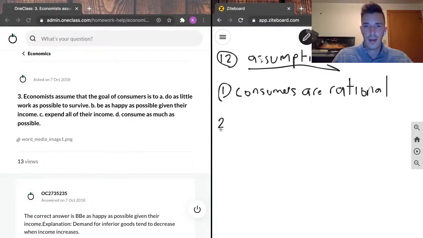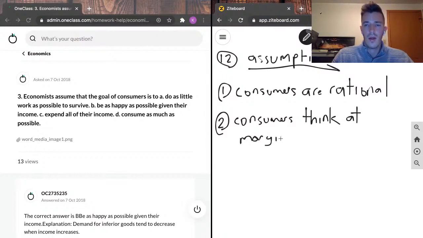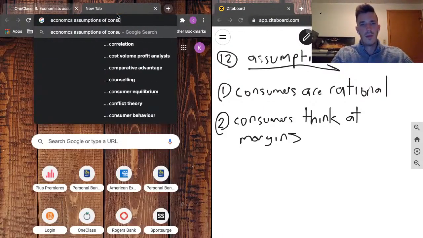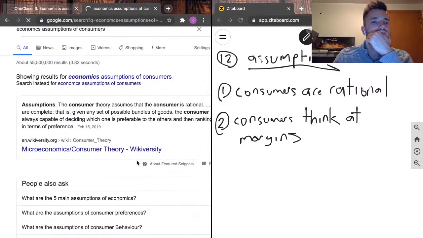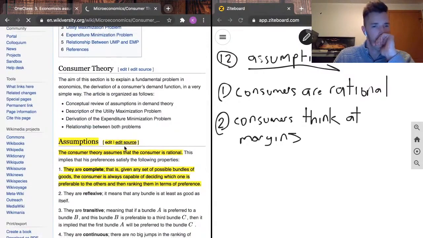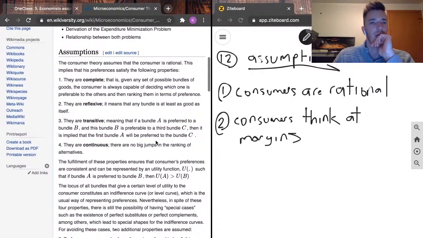They also assume that consumers think at the margins. So that they think about the marginal benefit and the marginal cost of their decisions. Consumers think at margins. And try to avoid the overly complex kind of grad school terms here and simplify it like I have been.